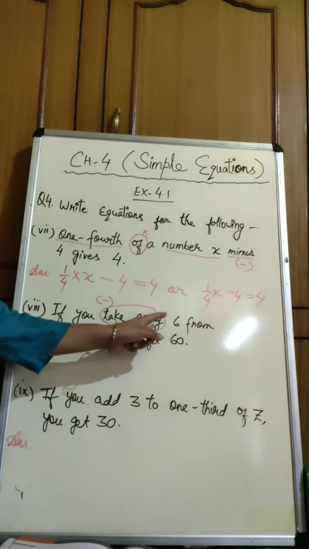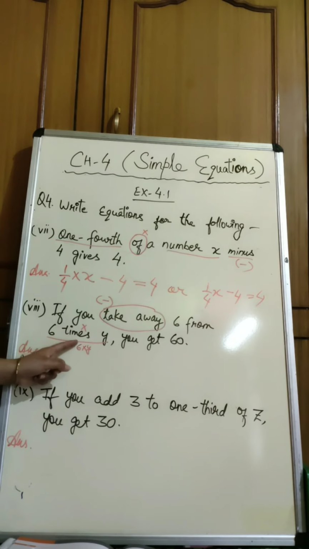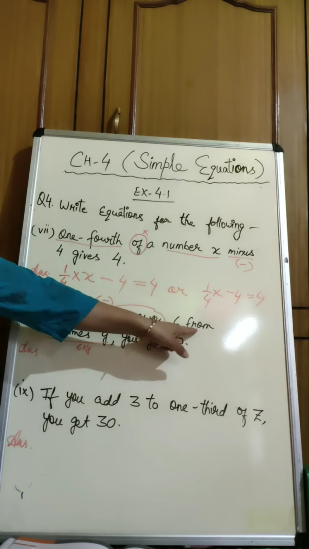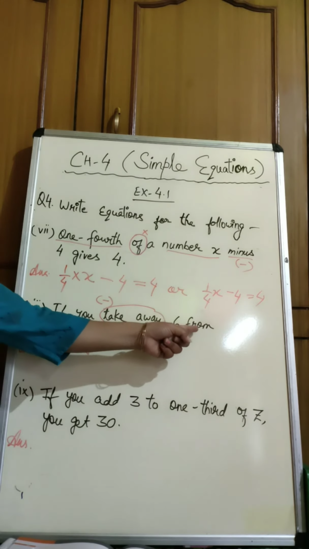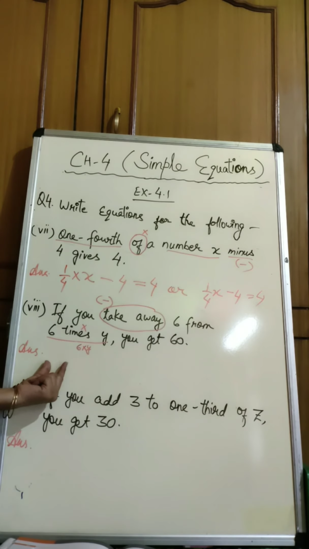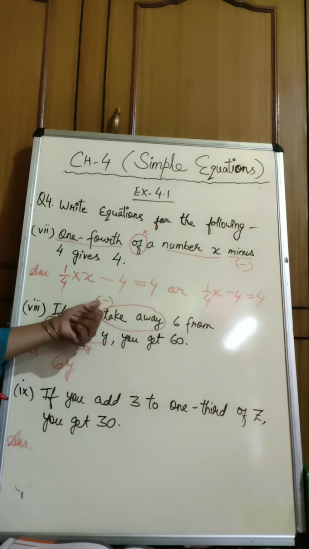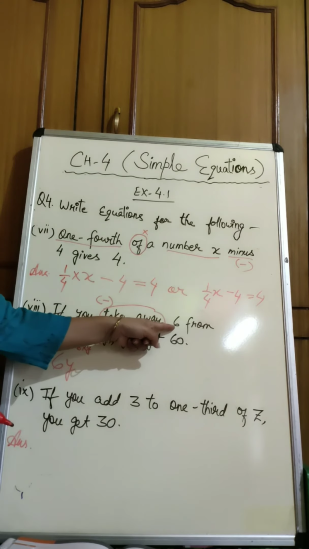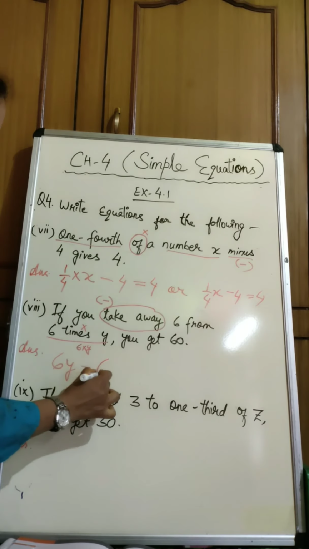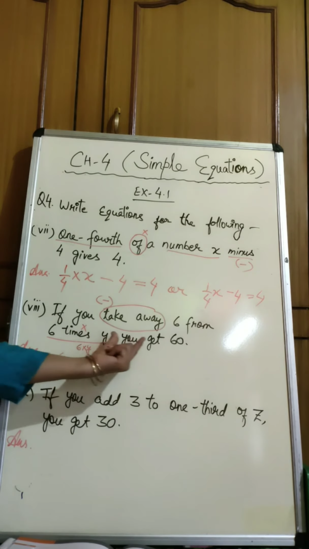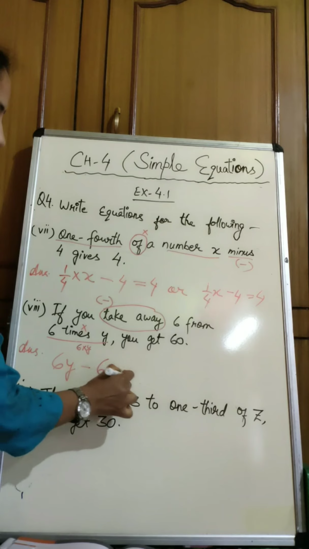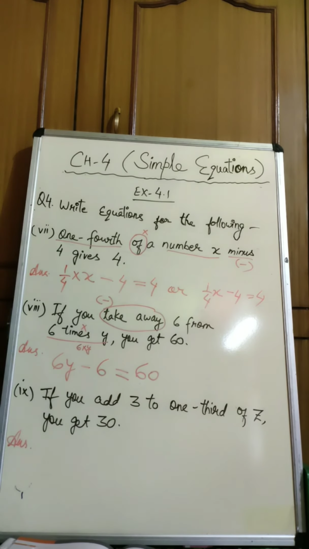If you take away 6 from 6 times y, whatever we have after from, that comes first. After from we have 6 times y, so this will be written first. 6 times y means 6 into y, that is 6y. Now take away means minus 6. So if you take away 6 from 6 times y, you get 60. So this will be the equation.